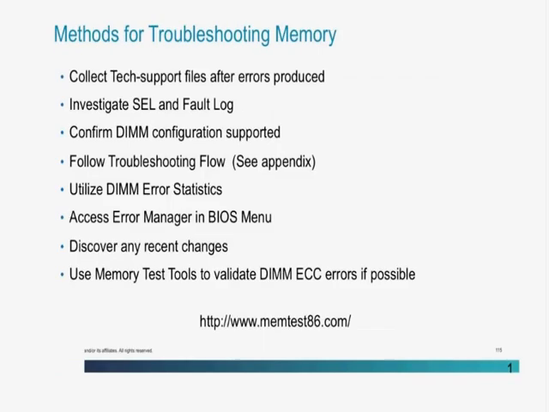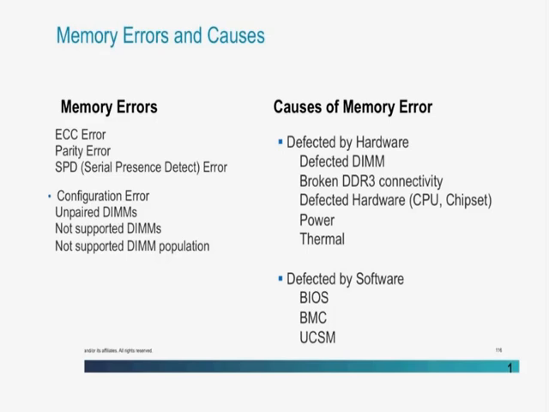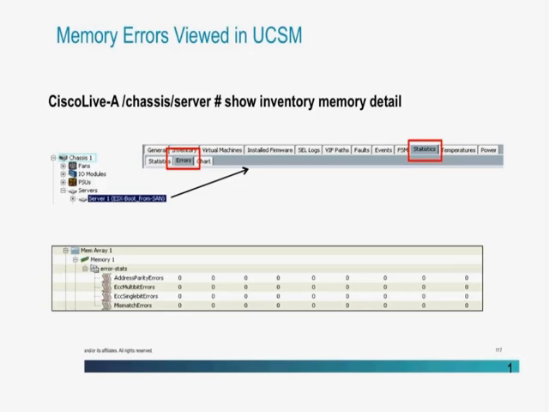The second part is DIMM troubleshooting, the memory troubleshooting. Again, you can use tech support and SEL event logs. There are different kinds of memory errors. They can be due to ECC errors, parity errors, or serial presence detect errors, or they could be due to configuration: you're using unsupported DIMMs, or you've not populated the DIMMs as per the release notes and the spec sheets that we have.